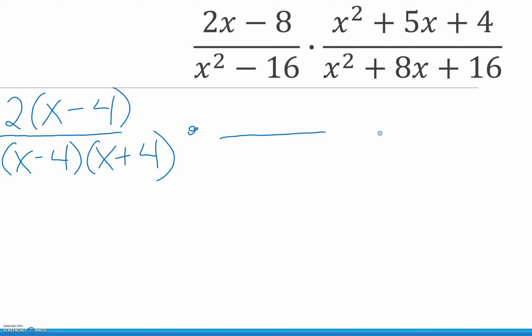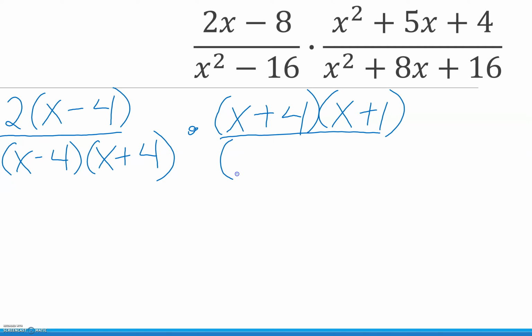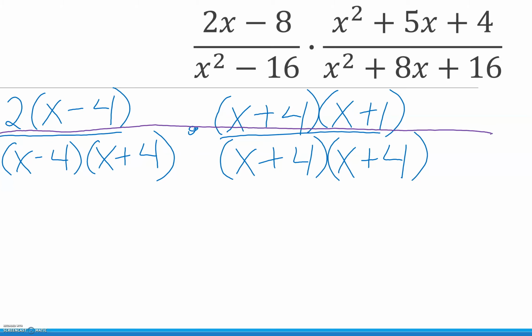Now if I'm looking at my second fraction, second rational expression, x squared plus 5x plus 4 can be factored to be x plus 4 times the quantity x plus 1. And in the denominator, x squared plus 8x plus 16 is x plus 4 times the quantity x plus 4. Now since we're multiplying these together, you can think of this as being one big fraction. So instead of rewriting it for space, I'm just going to create that big fraction bar.